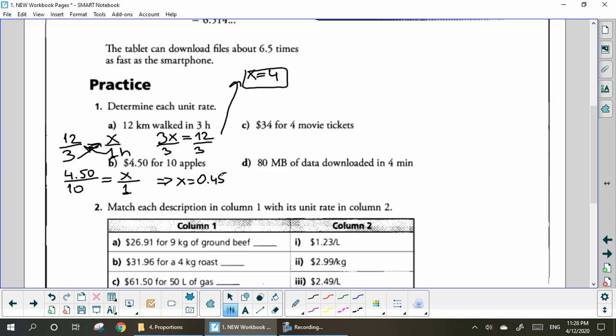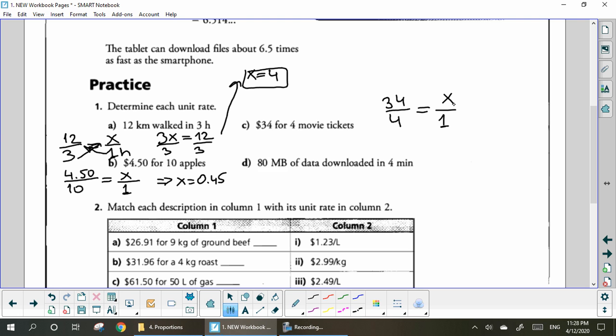Then we have C, $34 for 4 movie tickets. So we want to figure out how much it costs for 1 movie ticket, and we would set up unit proportions again. So we have $34 for 4 tickets, and because we're trying to figure out how much 1 ticket is, we keep it also in the denominator. We put 1 in the denominator, and we're looking for that missing cost of 1 ticket.